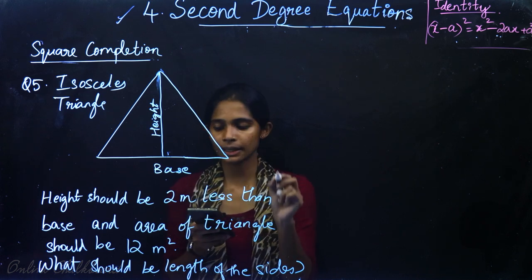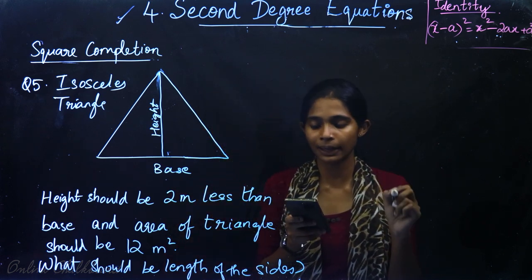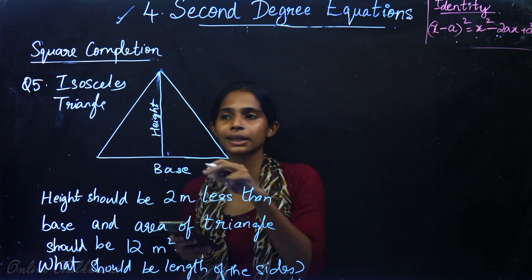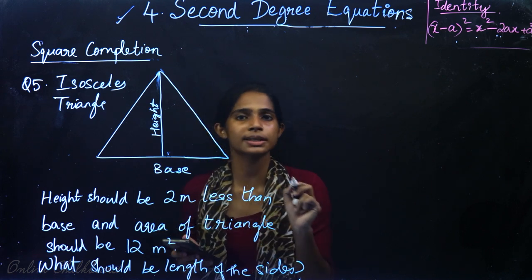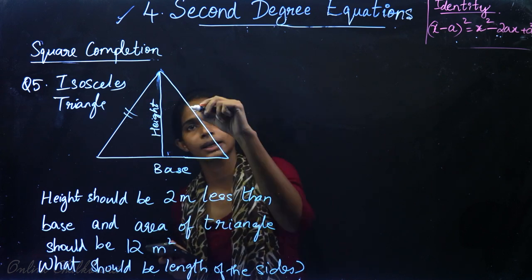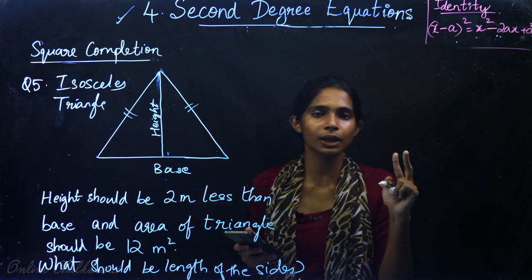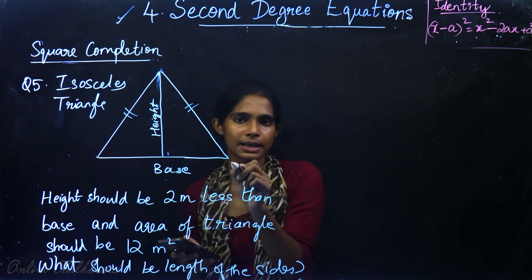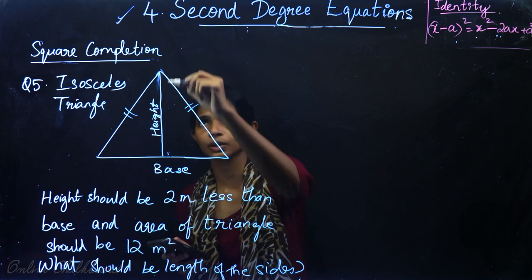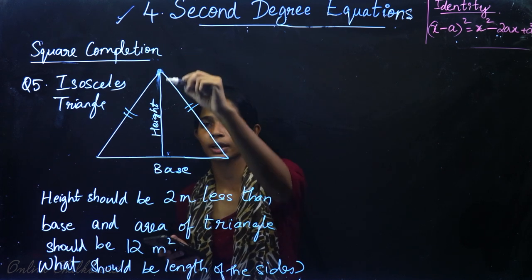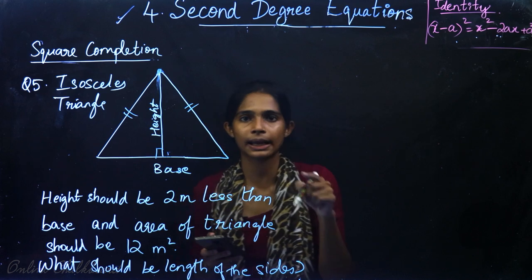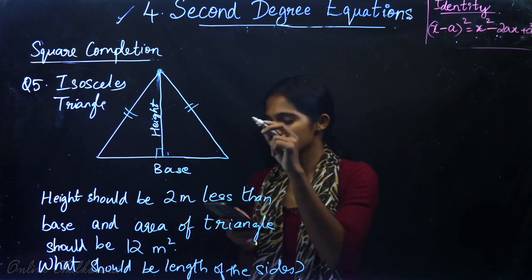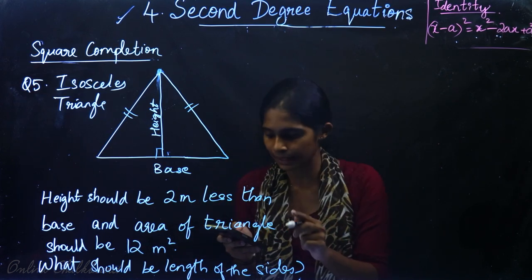സോ ക്വസ്റ്റ്യൻ ഇങ്ങനെയാണ്, ആൻ ഐസോസിലസ് ട്രയാങ്കിൾ ഹാസ് ടു ബി മെയ്ഡ് ലൈക്ക് ദിസ്. നിങ്ങളുടെ ഫിഗറിൽ തന്നിരിക്കുന്ന പോലെ ഒരു ട്രയാങ്കിൾ ഉണ്ട്. ഐസോസിലസ് ട്രയാങ്കിൾ എന്ന് പറഞ്ഞ കണ്ടീഷൻസ് എന്തൊക്കെയാണ്? രണ്ട് സൈഡ്സ് ഈക്വൽ ആയിരിക്കും. മൂന്നാമത്തെ സൈഡിനാണ് നമ്മൾ ബേസ് എന്ന് വിളിക്കുന്നത്. ഹൈറ്റ് കൊടുത്തിട്ടുണ്ട്. ആ ഓപ്പോസിറ്റ് വേർട്ടെക്സിൽ നിന്ന് ബേസിലോട്ടേക്ക് 90 ഡിഗ്രി ഫോം ചെയ്യുന്ന ലൈനാണ് ഹൈറ്റ്. നമുക്കറിയാം ഇതൊക്കെ. സോ വി ഹാവ് ടു മേക്ക് ആൻ ഐസോസിലസ് ട്രയാങ്കിൾ ലൈക്ക് ദിസ്.